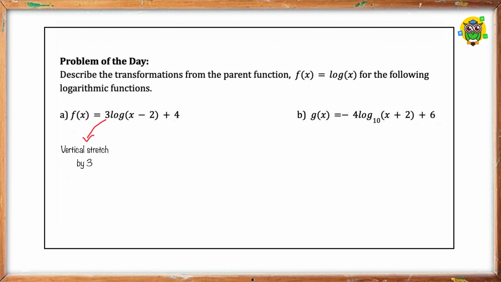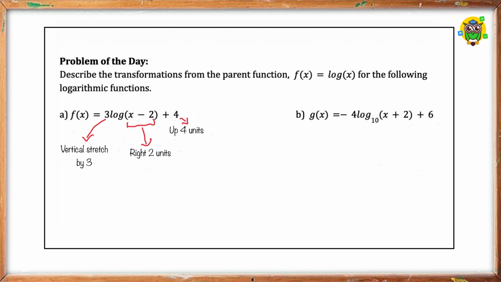We are then shifting right 2 units. This is due to the 2 being subtracted from x. Lastly, we are shifting upwards 4 units, and this is due to the 4 being added at the end of the function. Now let's take a look at part B.